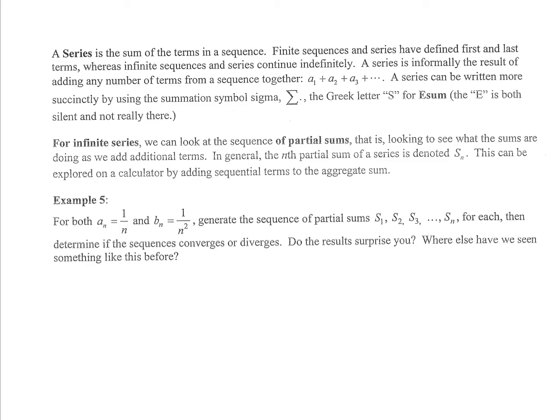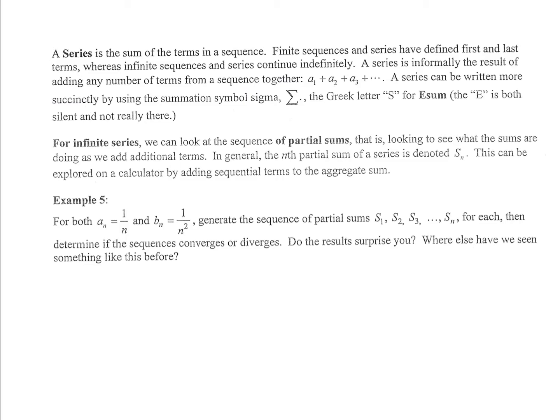Here we go. A series is the sum of the terms in a sequence. Finite sequences and series have defined first and last terms, whereas infinite sequences and series continue indefinitely. A series is informally the result of adding any number of terms from a sequence together: a1 plus a2 plus a3, and so on. A series can be written more succinctly. You're doing great. Summation symbol, sigma, the Greek letter, x for each sum. The E is both silent and not really there.